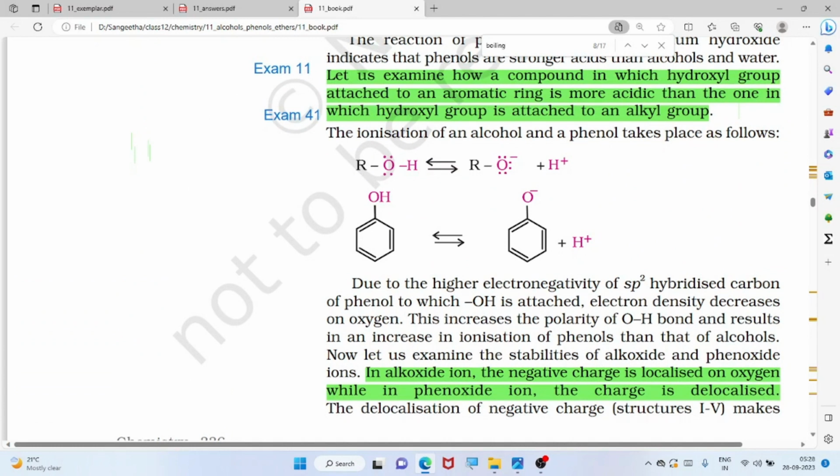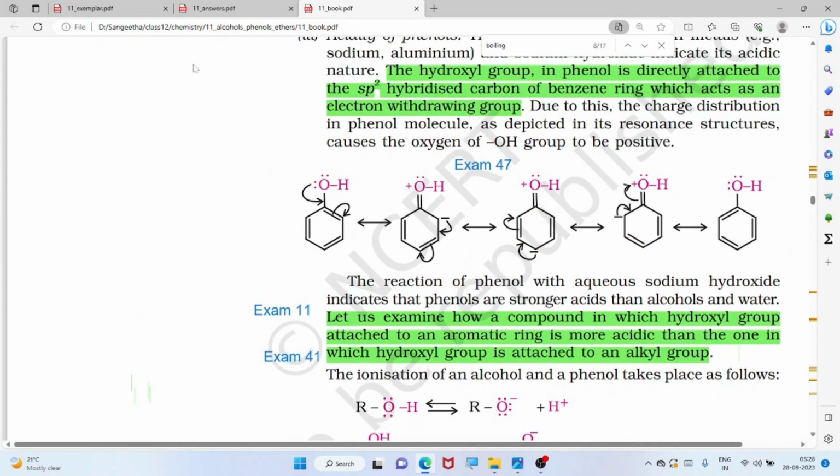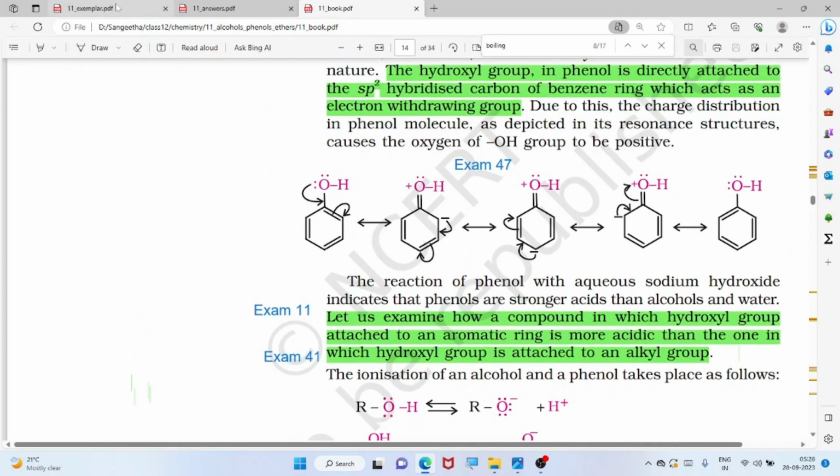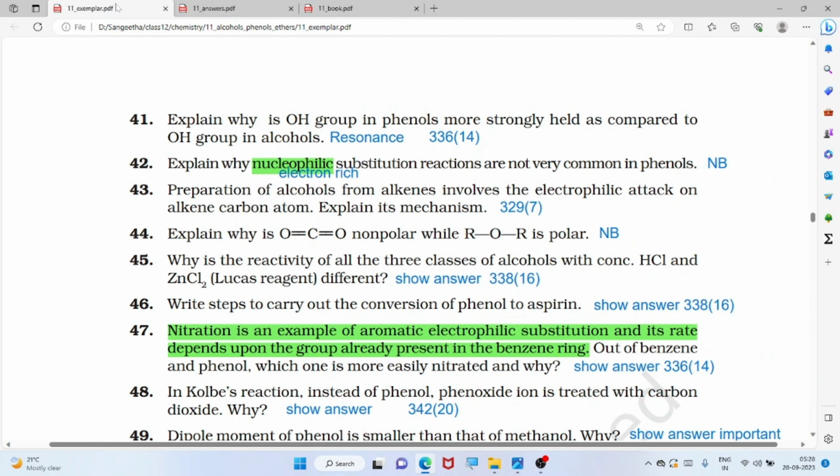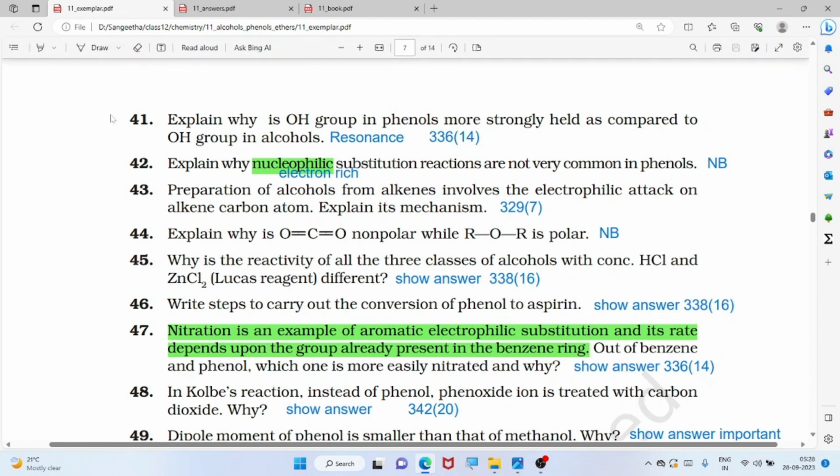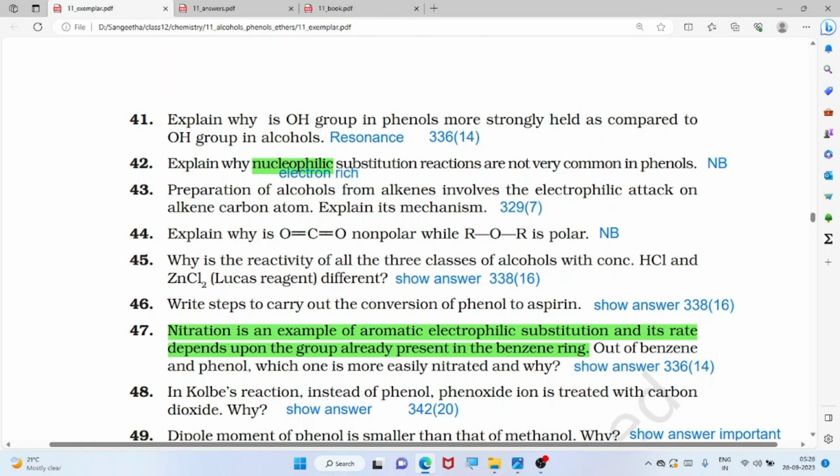Examine which hydroxide attached to the aromatic is more acidic than the one attached to the alkyl group. Explain why nucleophilic substitution reactions are not very common in phenol. Nucleophilic substitution will be repelled actually due to the resonance.